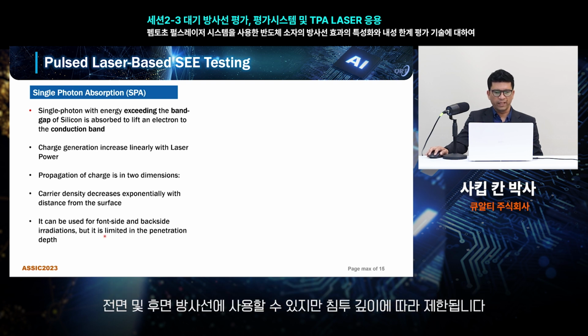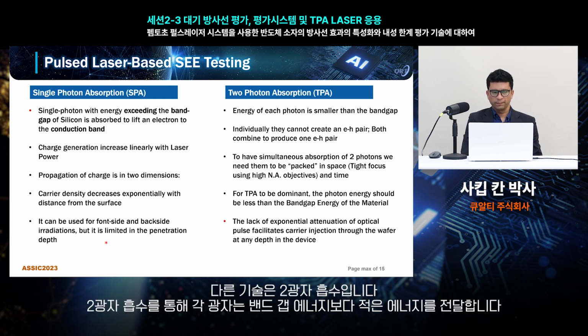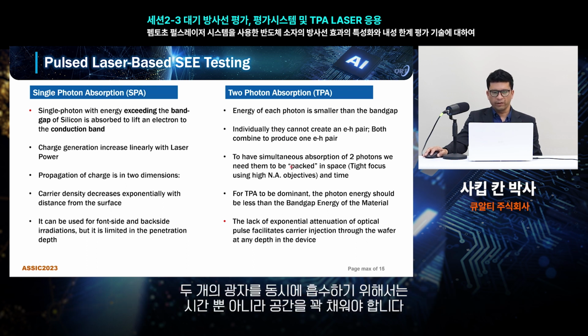It can be used for front side as well as back side irradiation, but it is limited by the penetration depth. The other technique is two-photon absorption. In two-photon absorption, each photon carries energy smaller than the band gap energy, so individually they cannot create an electron-hole pair. But when two photons combine, they can collectively produce one electron-hole pair. To have simultaneous absorption of two photons, they must be packed in space as well as in time.